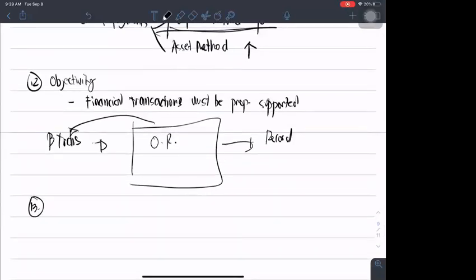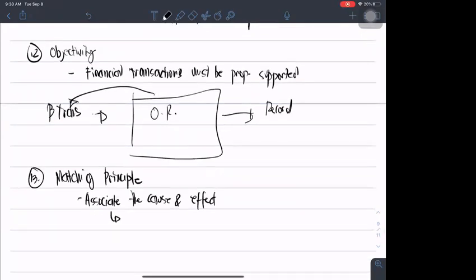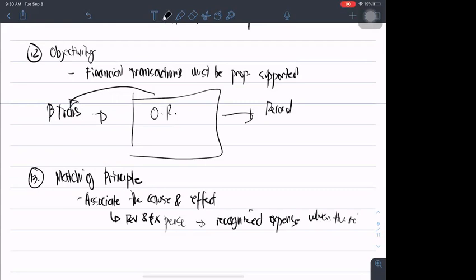13. You also have your matching principle. So under your matching principle, we try to associate the cause and effect. Normally we use this in your revenue and expense recognition. So you recognize expense when the related revenue is recognized.